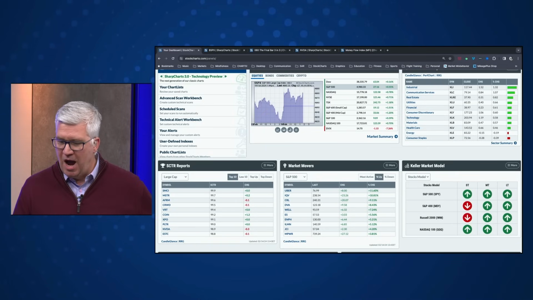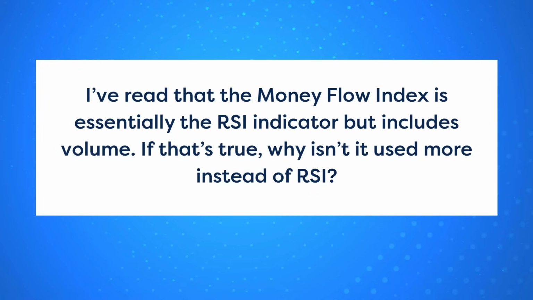Next question. I've read that the money flow index is essentially the RSI indicator, but it includes volume. And I don't mean to laugh as I'm reading your question. I'm so sorry, but I'll continue. If that's true, why isn't it used more instead of RSI? And I'm laughing at it.